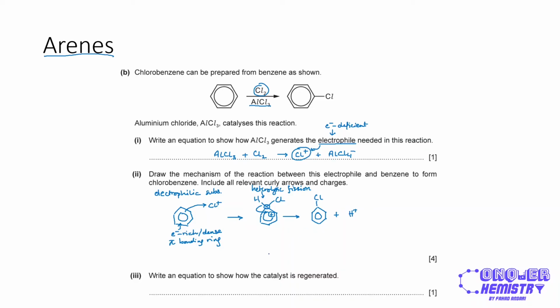Now, an equation to show how the catalyst is regenerated. For this, the anion that was formed in the first equation over here, this AlCl4 negative, is going to react with the substituted hydrogen ion. It's going to give us the catalyst that was regenerated, which is AlCl3. And we have HCl, which is the other product in this reaction.